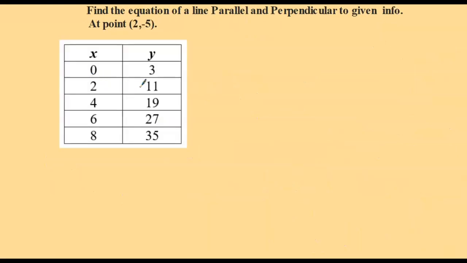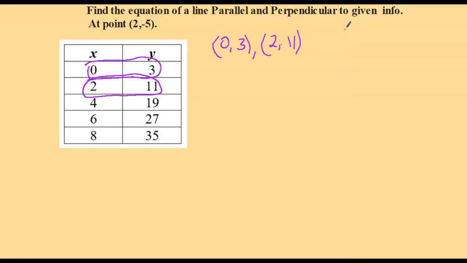Okay, so we have a table, and they want us to find the slope, and then we find the parallel and the perpendicular slope to that. So here is a table. We can pick any 2 reasonable numbers. It doesn't matter whichever you pick, you will get the same. I will select this one, and I will select this one here. So we got 0, 3, and we got 2 and 11.